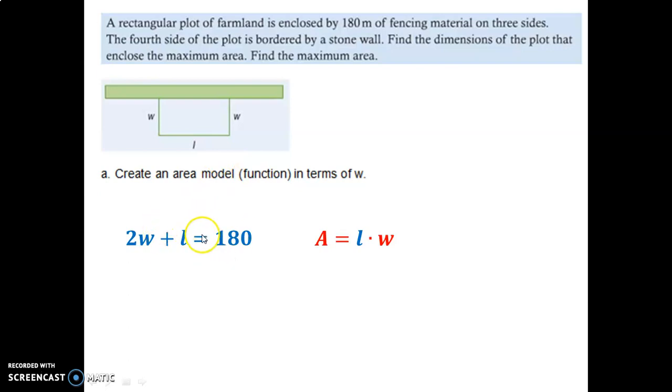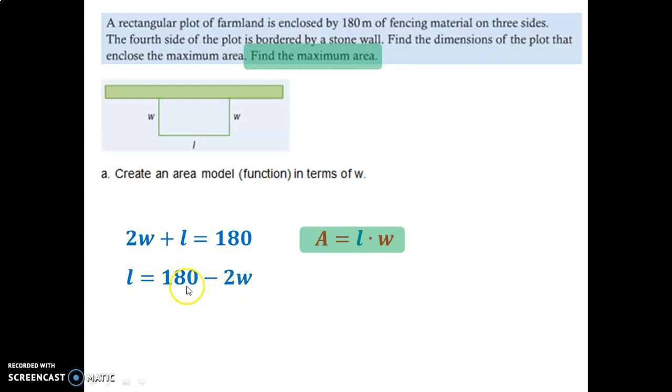So now this allows us to change this area model. Over here in the area model, it says we want it in terms of W. So we want this L to disappear. So why don't we replace the L with L from here? Okay, so let's solve this for L. What happens when you solve this for L? Well, when you solve this side for L, you will get L equals 180 minus 2W.